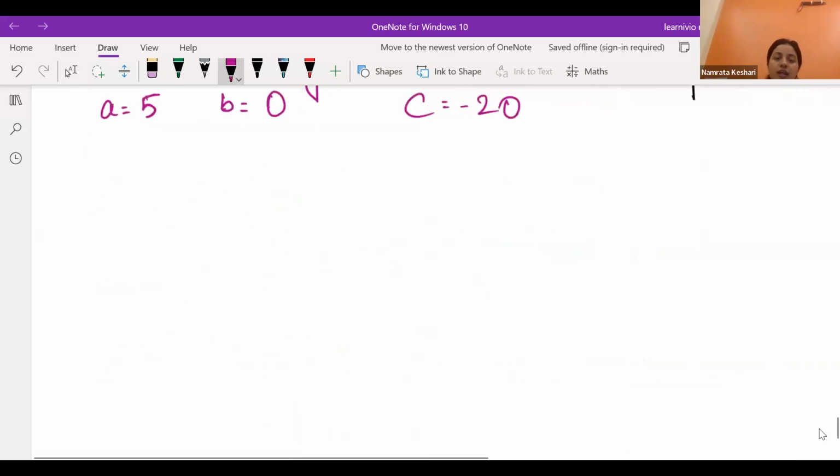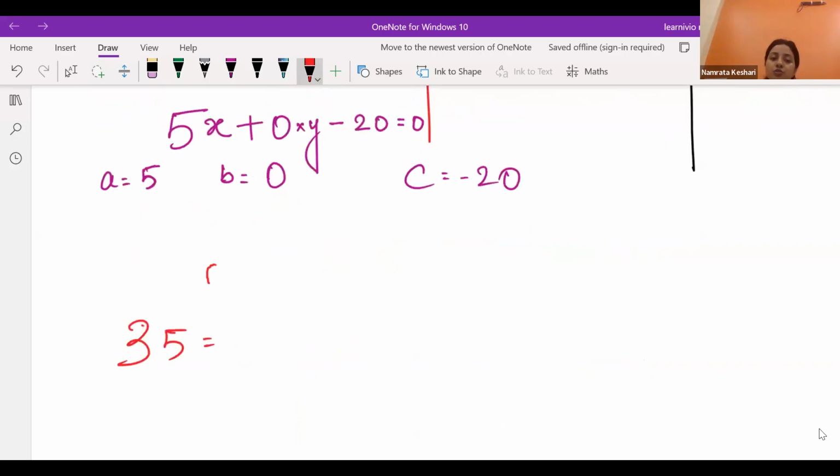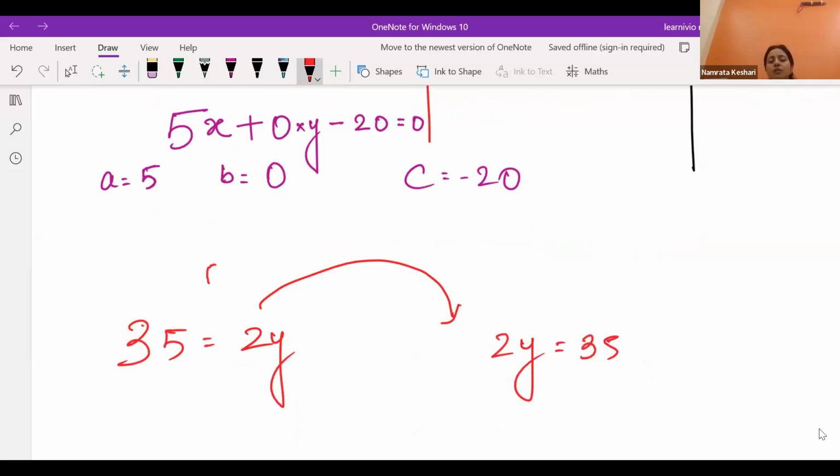This type of question, that 35 is equals to 2y. I said to you in the last class that we can also write it as 2y is equals to 35. These two are the same thing. We are taking everything from the right and keeping it on the left, and everything from the left keeping it on the right. It's exactly the same thing.